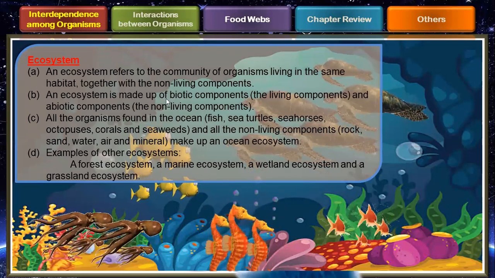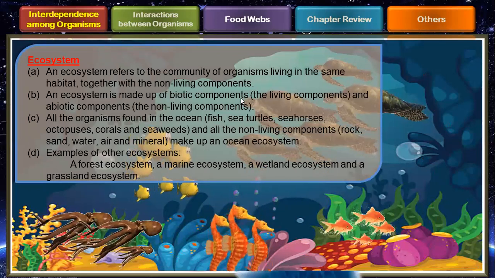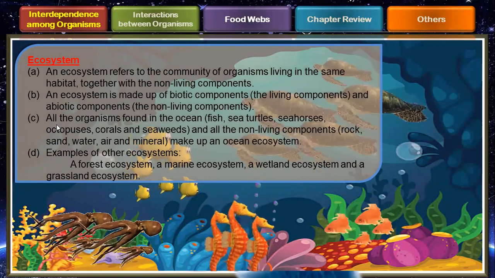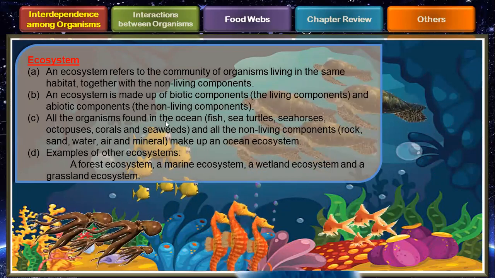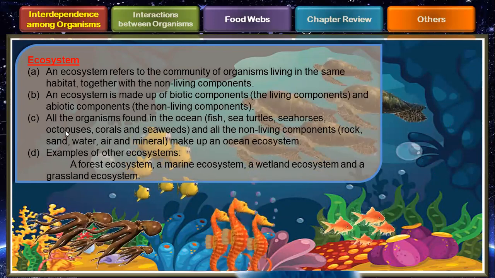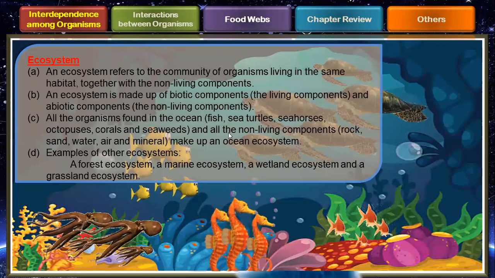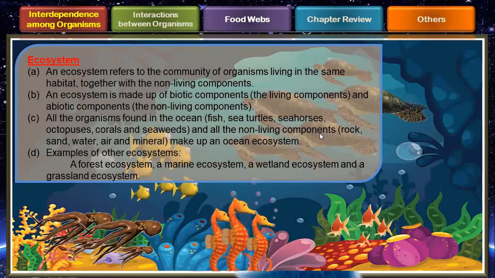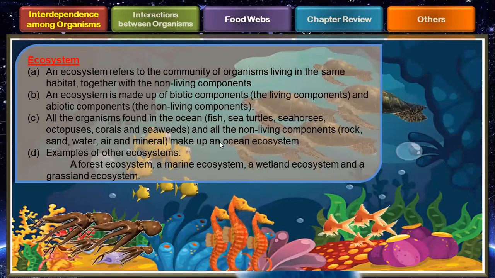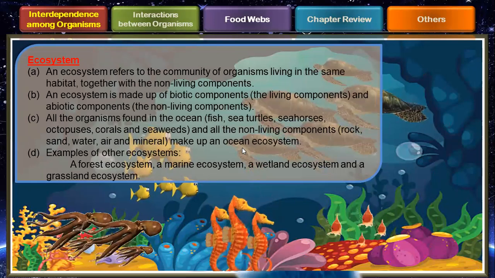An ecosystem is made up of biotic components. That's the way we call the living components. And abiotic components. That's the way we call the non-living components. All the organisms found in the ocean, fish, sea turtles, seahorses, octopuses, corals, and seaweeds, together with the non-living components such as rock, sand, water, air, and minerals, make up an ocean ecosystem.